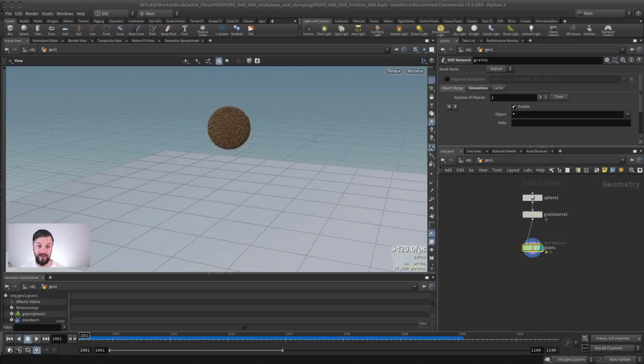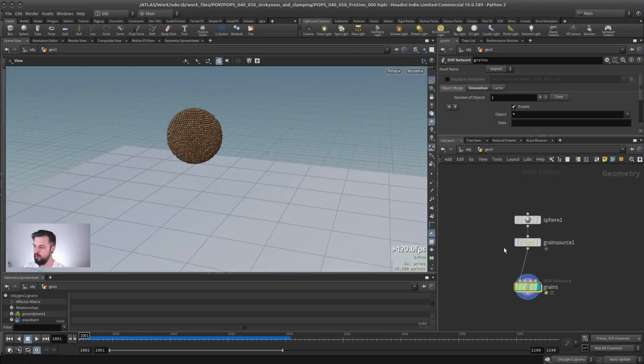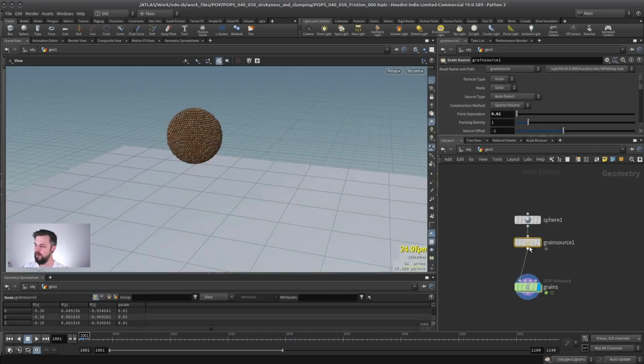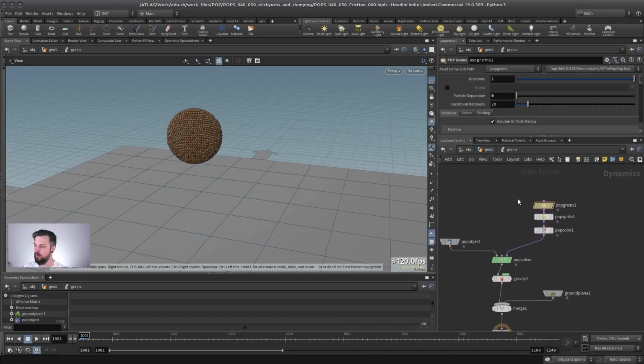So what we want to talk about in this video is friction, or in practical terms, this controls the clumping of our grain. And before we move on, let's really quickly go through the setup. We have our grain source here with a certain point separation, and this will be reflected in the p-scale so that the pop grains know what to do.